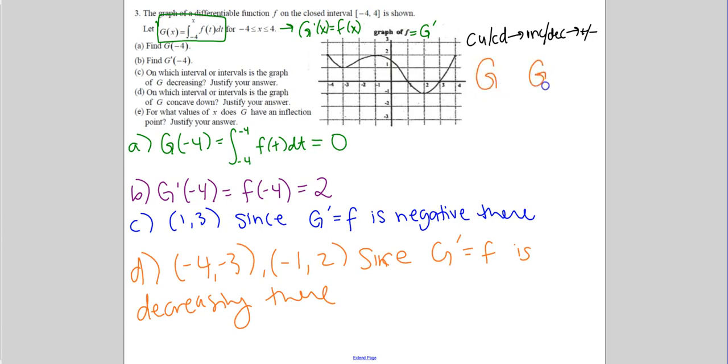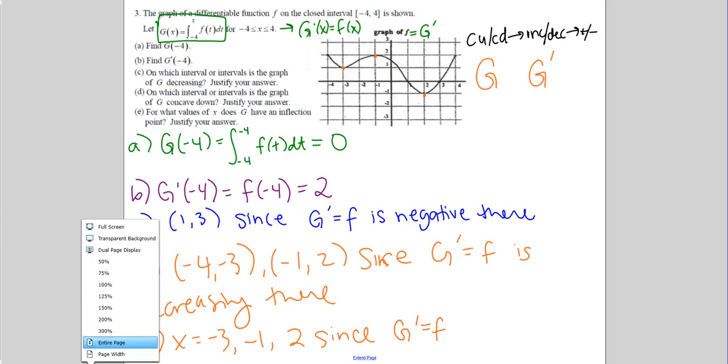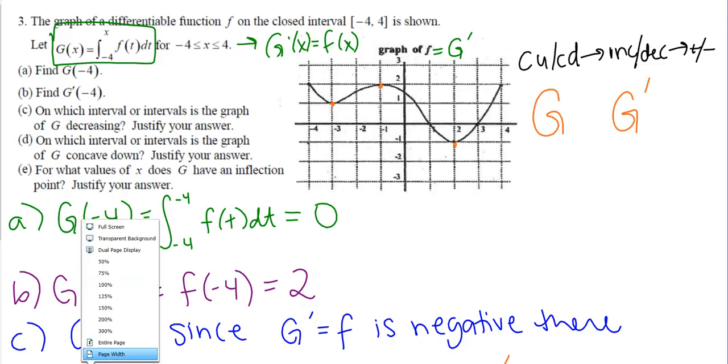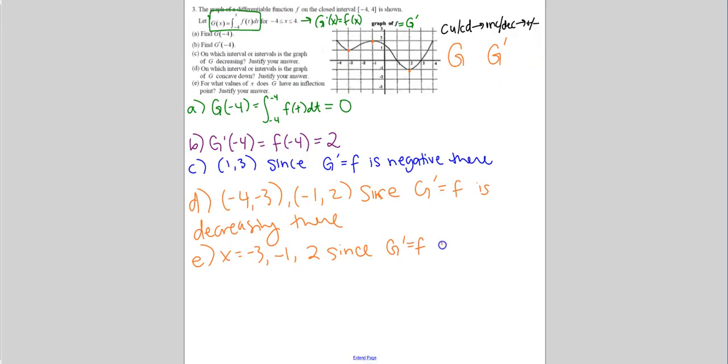Okay, whatever. So that means g prime would be changing from increasing to decreasing or vice versa. So just be really careful. We go from decreasing, switch to increasing, then we switch here again and here again. So just be really, really mindful with those. So we're going to have x equals -3, -1, and 2, since g prime or f changes from increasing to decreasing or vice versa there.